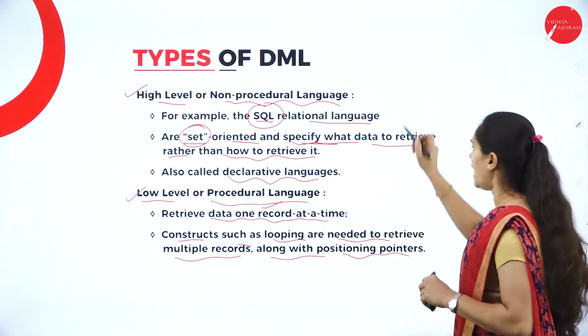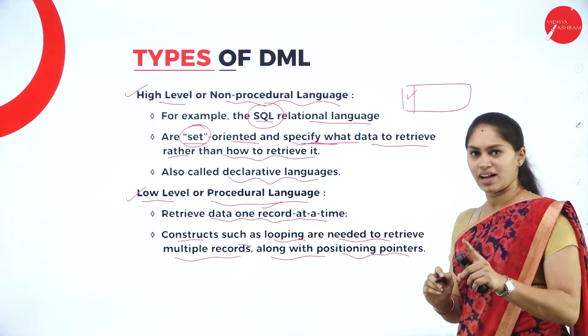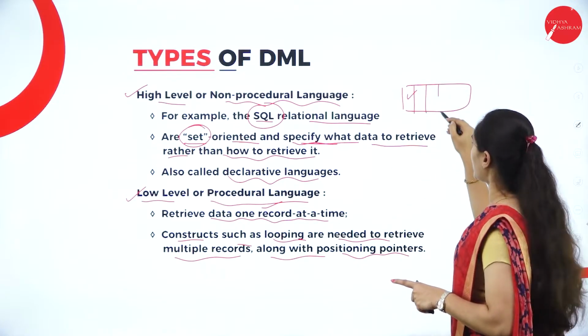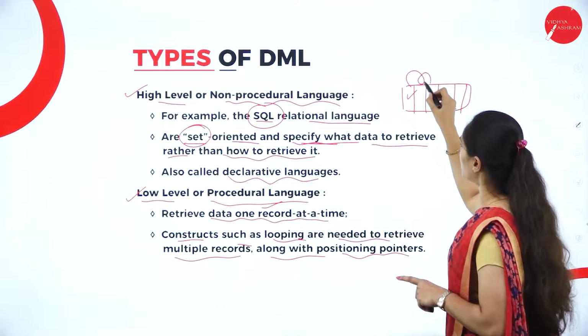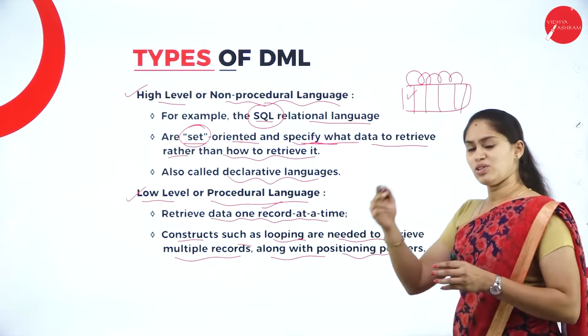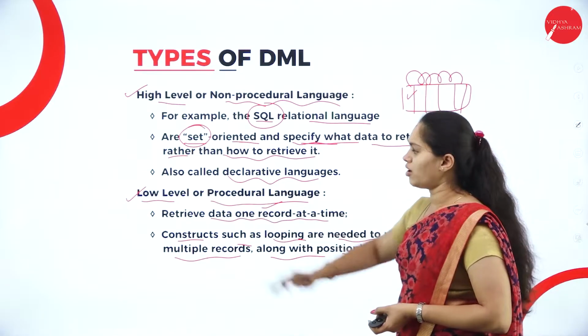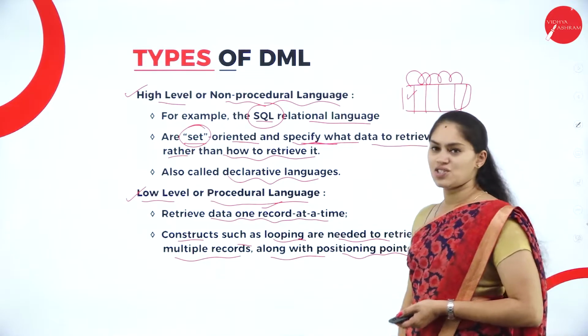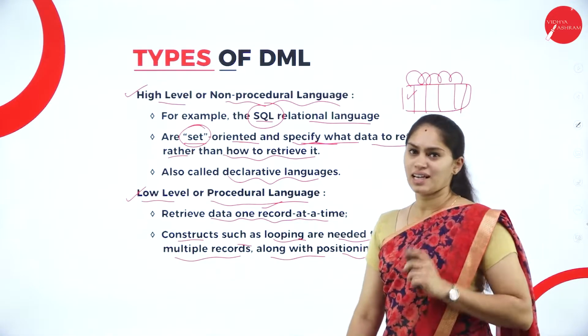For example, I have 10 records. At a time I can retrieve only one record. If I want to retrieve the remaining 9 records, I have to use looping. That looping will help me reach the further records. That is with respect to what? Low-level or procedural language. This is what you have to remember when it comes to the DML language.